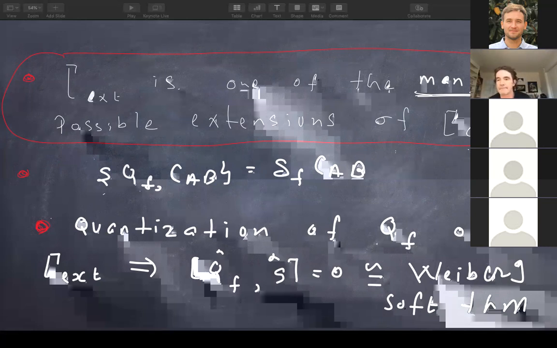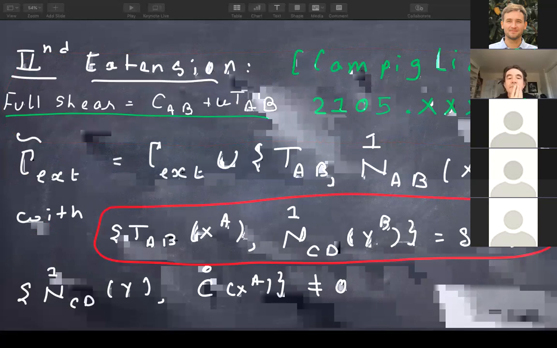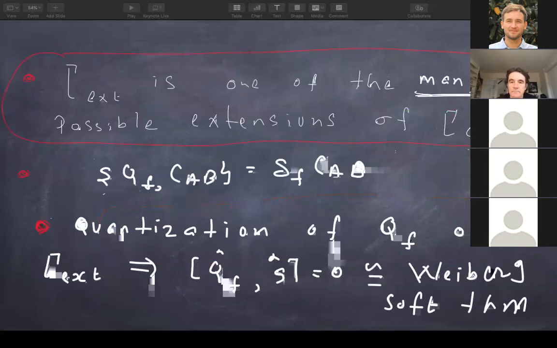I'm just going to sketch the proof very fast, but before that, let me tell you that this extension does not solve the problem with the superrotation, which really violated the falloff of the news. So maybe I should stop here and ask if there are any questions about this extension first.